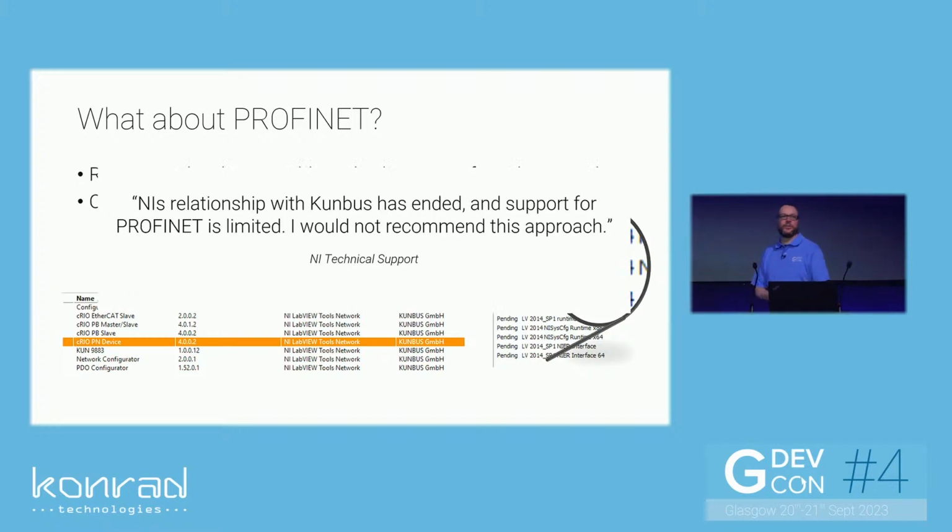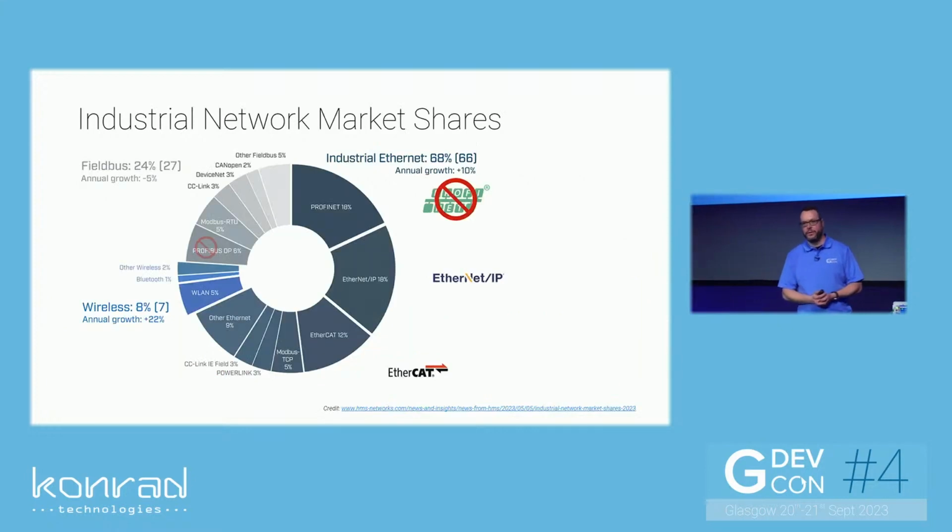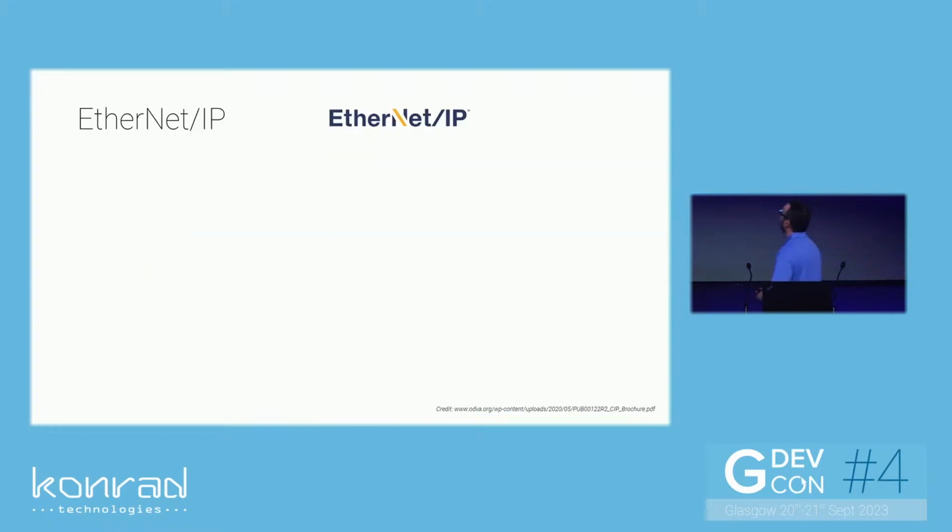So I did contact NI. I wanted to find out a little bit more, and yeah, this is their statement. NI's relationship with CUN bus has ended and support for Profinet is limited. I would not recommend this approach. So that threw that one out. The most popular industrial communications protocol is not an option. So then Ethernet IP, equally popular really by market share.